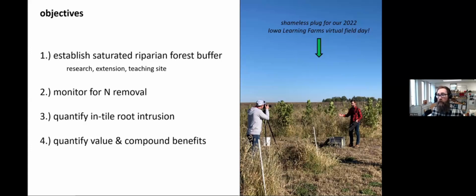And then finally, we'd like to quantify value and compound benefits. So we're tracking a number of things like cost, people hours to install and maintain, and also compound benefits like pollinator use, bird use, tree height and diameter growth for future forest and non-timber forest products. So tracking how this could benefit the landowner and also how this could benefit the landscape in general, besides water quality.